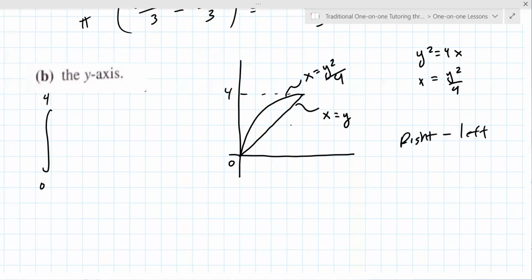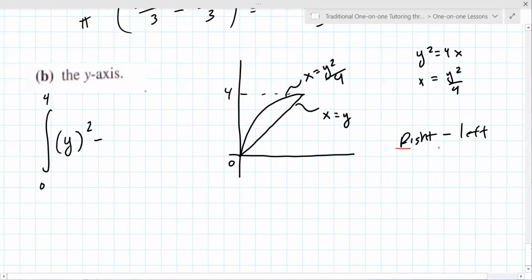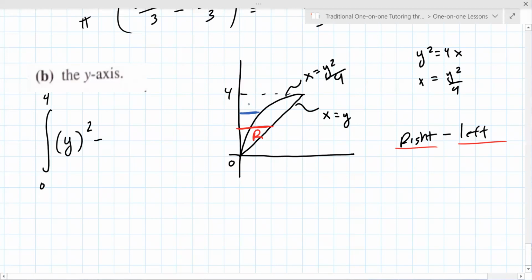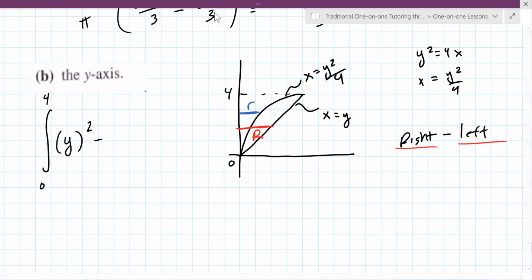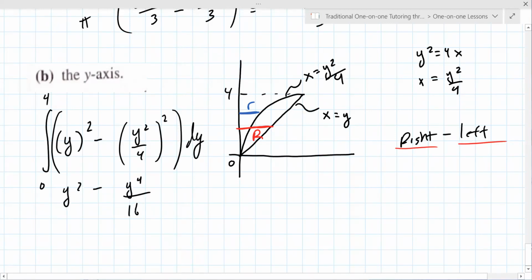Okay, so the big R is the rightmost one. So your big R is y squared minus... wait, why isn't it the top? It's right minus left this time. So this is your big R. Oh, so for x it's top minus bottom, and for y it's right minus left? Yes. And then the little r is the other one, y squared over 4, squared, dy. Y squared minus y squared.